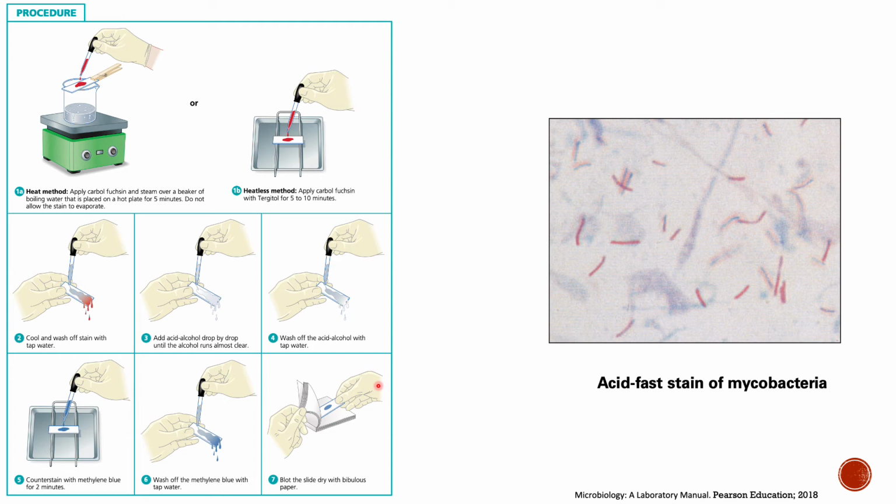What we'll see, you will see this bacteria. This is the bacteria, this is the tuberculosis. It took the red color. Why? Because of the carbol fuchsin. If it's negative, it will take the blue color. Okay, the blue color.